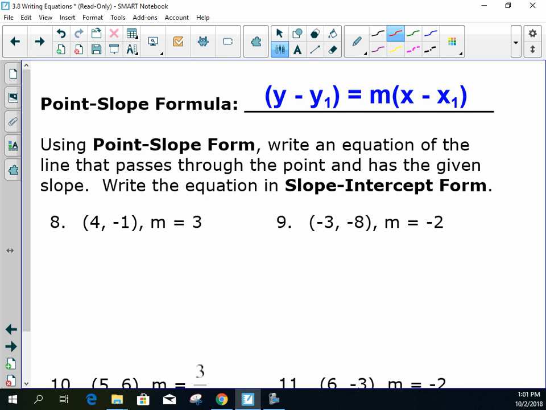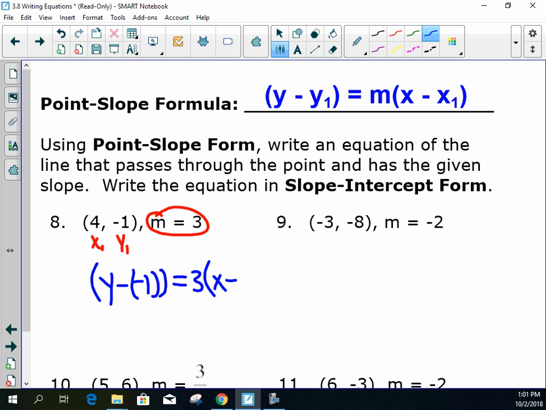So, this right here is x1, this is y1, and they told me that 3 is my slope, right? All I need is y1 and x1. So, here I have my parentheses. I have my y minus, what is my y1? Negative 1. Equals, because there's an equal sign. What is my slope? 3. And I have an x minus, what is my x1? 4. And then I can solve this.